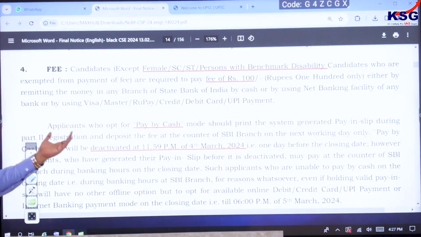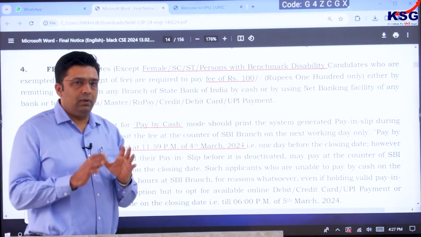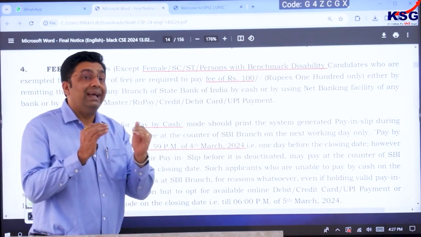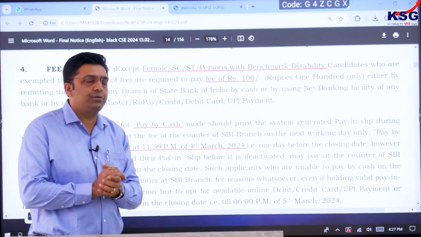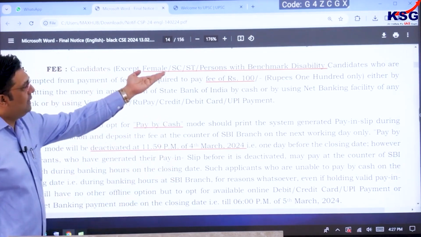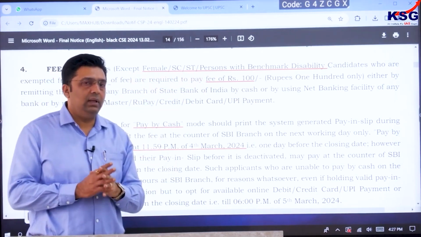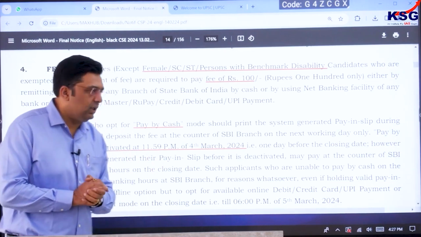When you talk about the fee, it is 100 rupees. 100 rupees is not for everyone. There are certain sections who are exempted. In exempted, you see females, SCs, STs and persons with benchmark disability; they are not supposed to pay any fee.